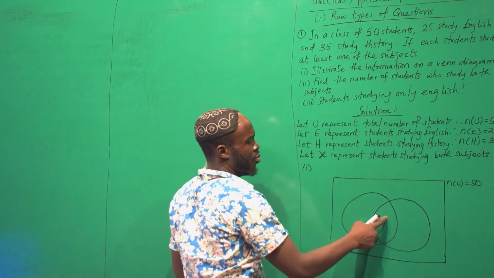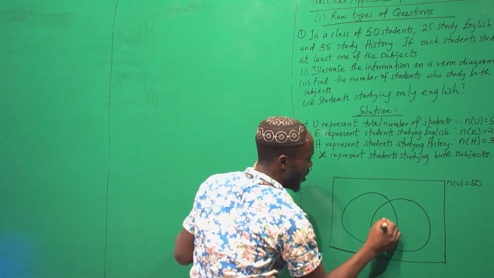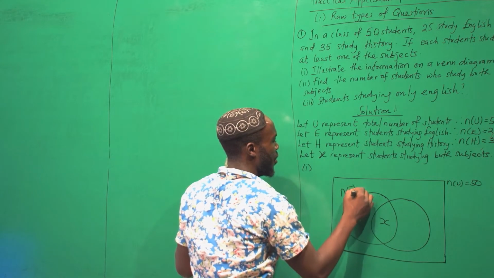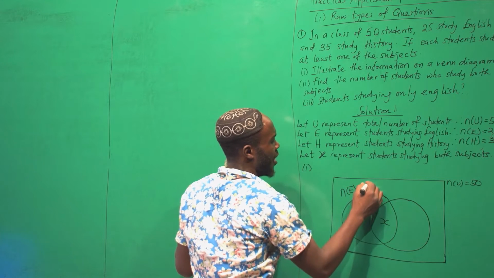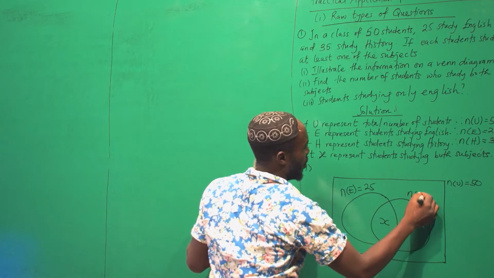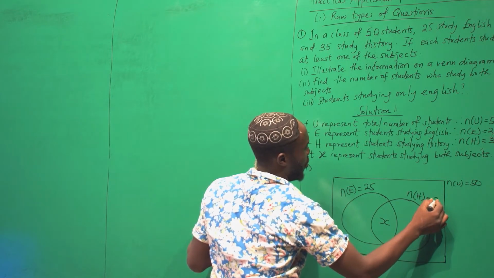Where the cross is the point of intersection, that is X. So you put them there. The first commodity, which is N of E, that is 25. You put it here. N of H, you put it here.